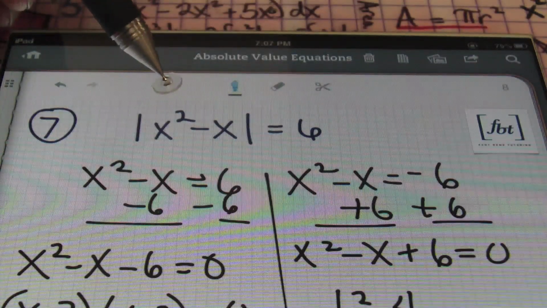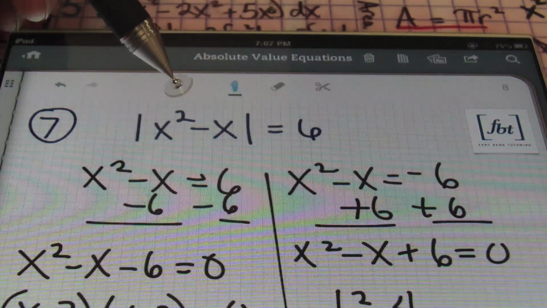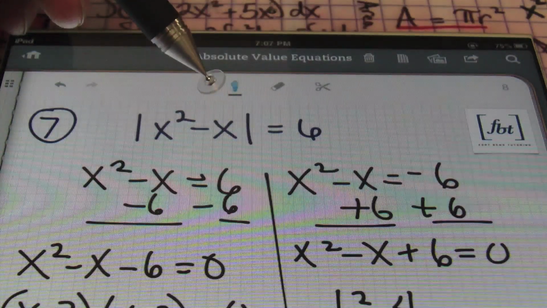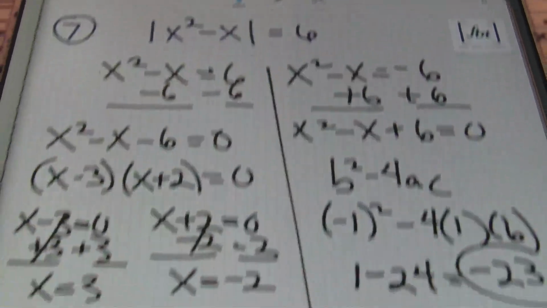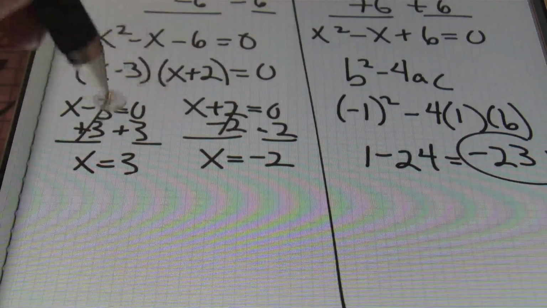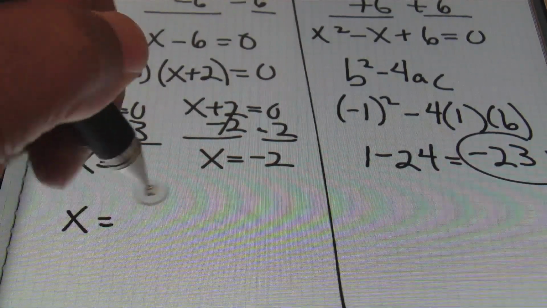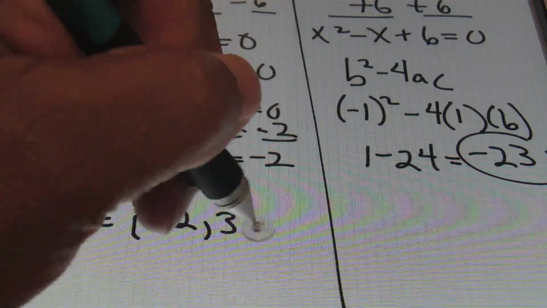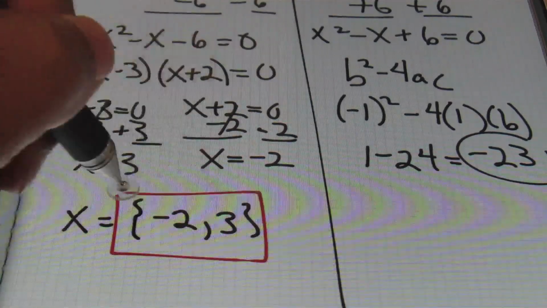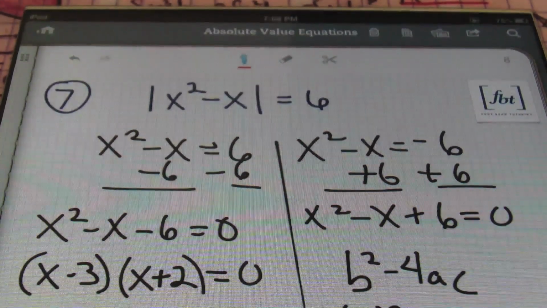Then let's plug in our other possible solution, which is positive 3. 3 squared gives us 9, minus 3 is 6, and the absolute value of 6 equals 6. So that means that for problem number 7, both negative 2 and 3 are solutions to this equation. So we'll have x equals negative 2 and 3, and let's get our solution set together. We'll have negative 2 and 3. All right, and that's going to do it for problem number 7, as well as this lesson on solving absolute value equations.